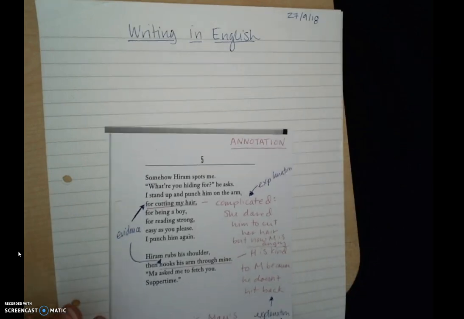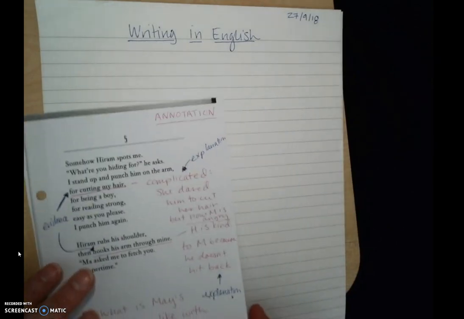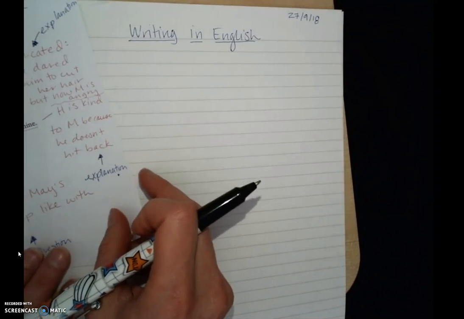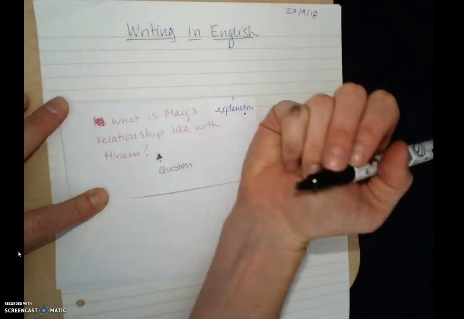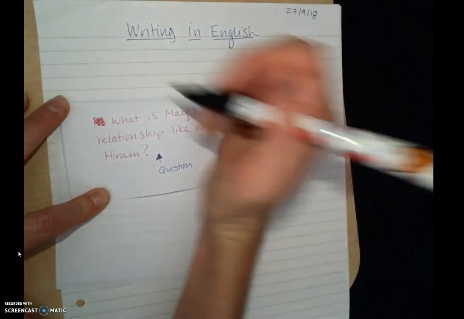Okay, and the next thing I just want to do is copy out that question so that it goes at the top of my paper. So the question, I'm just going to fold this so I can have the question right next to it. You don't have to do that. I'm just going to do, what is May's relationship like with Hiram?